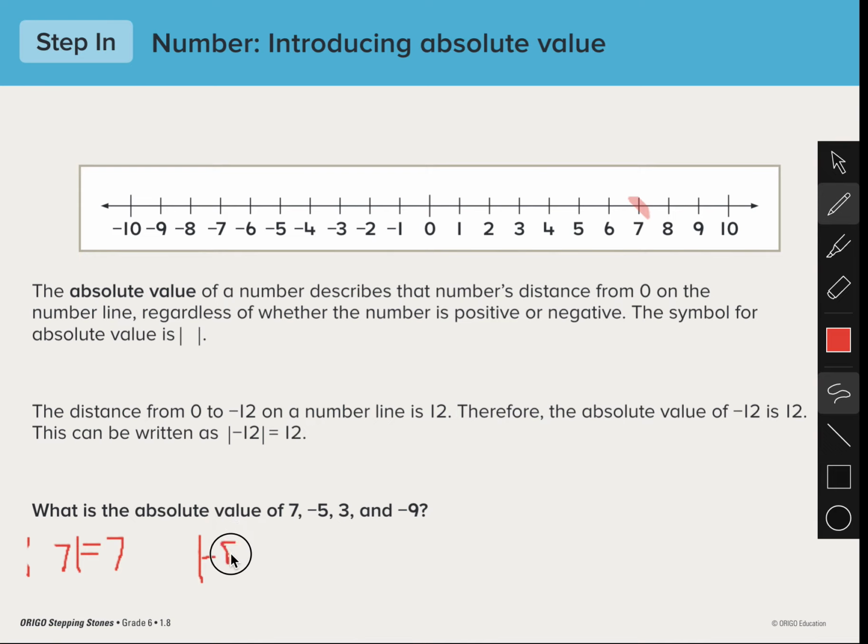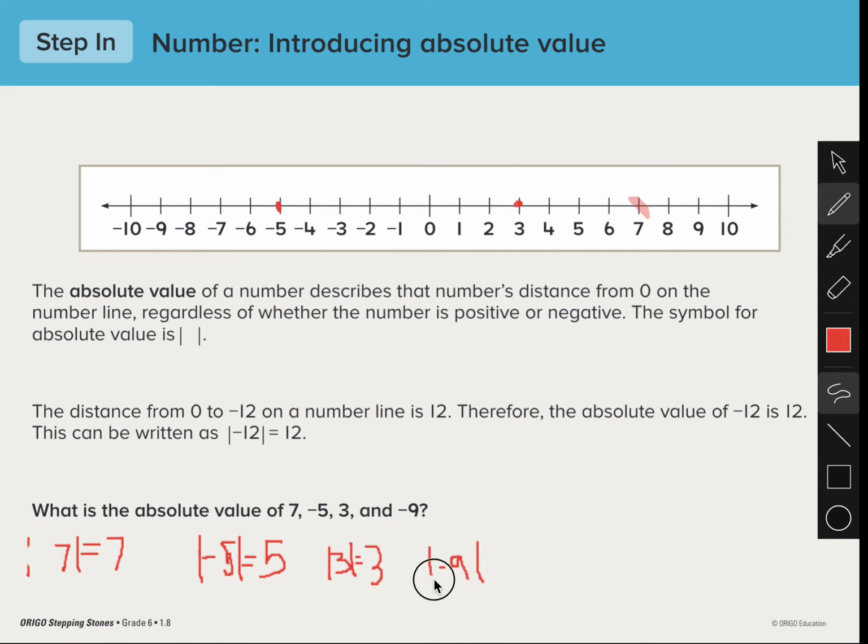The absolute value of -5, here's -5 on our number line. How far away from 0 is that? 5. 3 here is how far away from 0? 3. And the absolute value of -9.